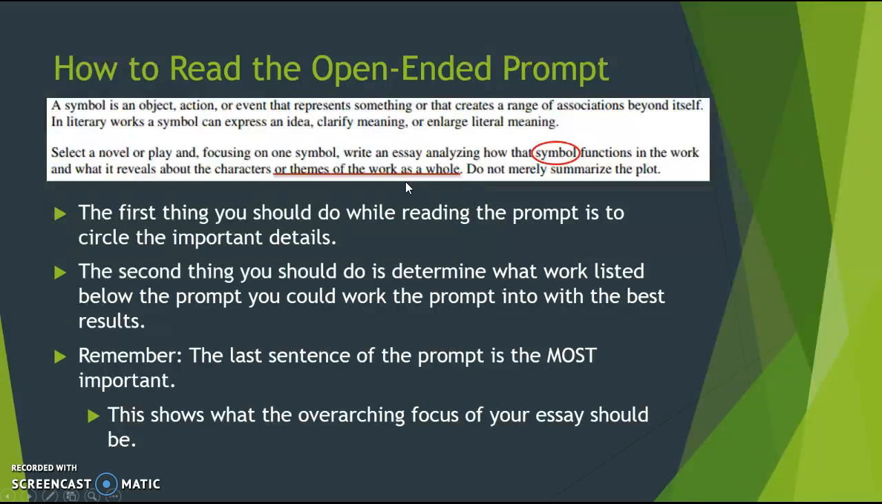So this says that it describes a symbol, and then it says what you need to do after selecting a novel or a play, and analyze how the symbol functions in the work and what it reveals about the characters or themes of the work as a whole. And notice that it says "as a whole," and so you're not just looking at specific parts of the plot. And speaking of plot, it says do not summarize the plot. So any summary that should be listed in your essay should be immediately followed or build up to a larger analysis of the work as a whole and the themes within that work.